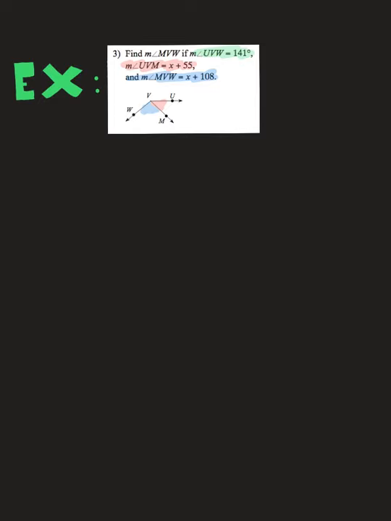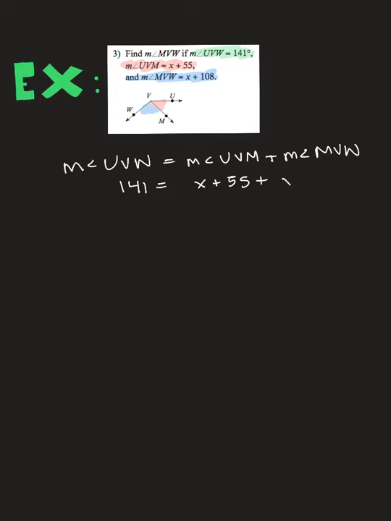Okay, let's write out our angle addition postulate. The total, the measure of angle UVW, is equal to each of the smaller angles inside: the measure of angle UVM plus the measure of angle MVW. From there, we just substitute. UVW is 141. UVM is X plus 55. Drop down that plus sign. And MVW is X plus 108.